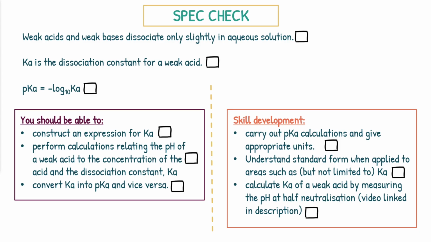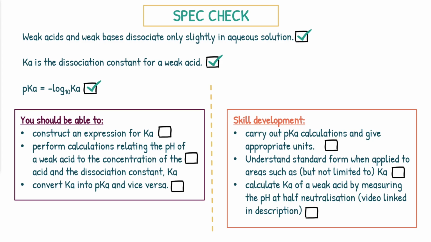Right, guys, that's it. That's the end of the video. But first off, let's go for a spec check, ensuring that you've covered everything you need to know. That's how you want to get your A's, A stars, guys. Learn what you need to know, practice the questions. Okay, first off, weak acids and weak bases dissociate only slightly in aqueous solution. Bang, we did that. Ka is the dissociation constant for a weak acid. We looked at that as well. Very simple stuff. pKa equals minus log base 10 Ka. Okay, we looked at this equation in detail and we broke it down.